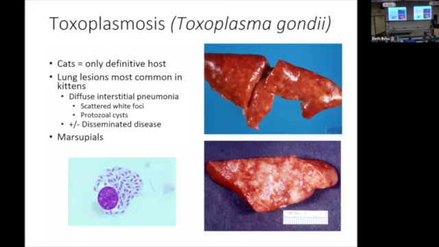All right, toxo. Lung lesions are most common in kittens, but we don't see a lot of toxo in cats. You can get disseminated disease occasionally with immunosuppression. Marsupials are extremely sensitive to toxoplasma, so that's always on my differential list when we get a kangaroo or some weird thing.